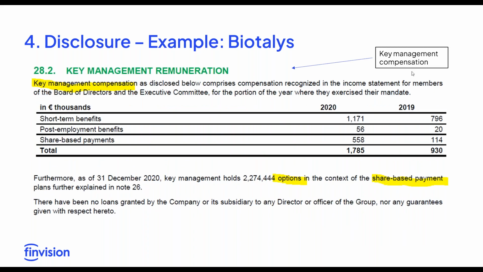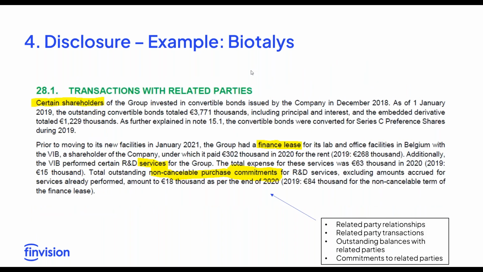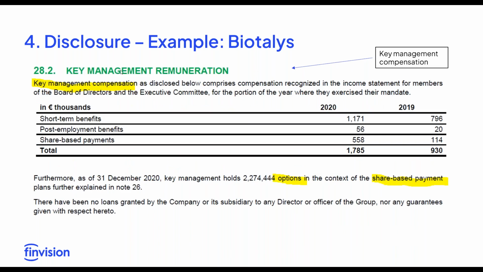Moving further, and still in Biotalis, they included two different subnotes. They included key management compensation, also listing the different categories as required by IAS 24, and also some other payments in the form of share-based payments. They also explicitly state that there are no loans granted to any director or officer. So stating that something is not there is also a possibility here.